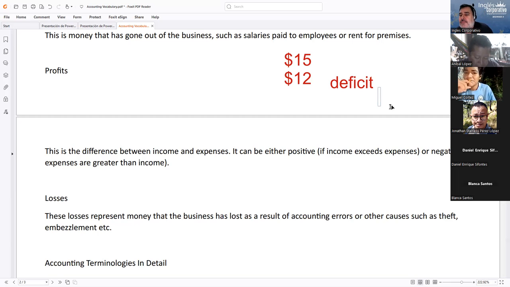An example: Sylvester Stallone made a movie called Judge Dredd. The budget was $66 million, and the movie worldwide collected $38 million. What's the deficit? Imagine the budget, 66, and the movie grossed only 38. What's the deficit?